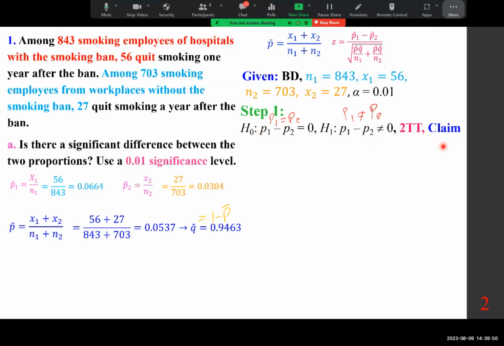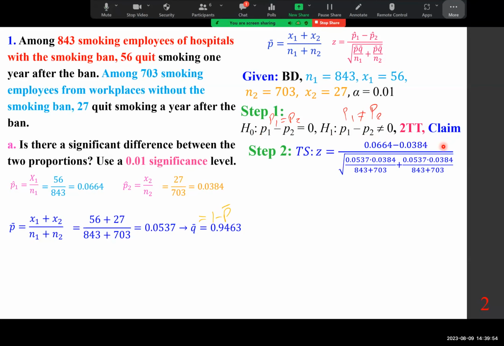Now, the second step is the test statistic. And the test statistic uses this formula. And because we want to use this formula, we did all these calculations: P1 hat, P2 hat, over the square root of P bar Q bar over N1. We did all of these calculations, so it helps us here. You put it into a calculator and you get the test statistic Z equals 2.4319.